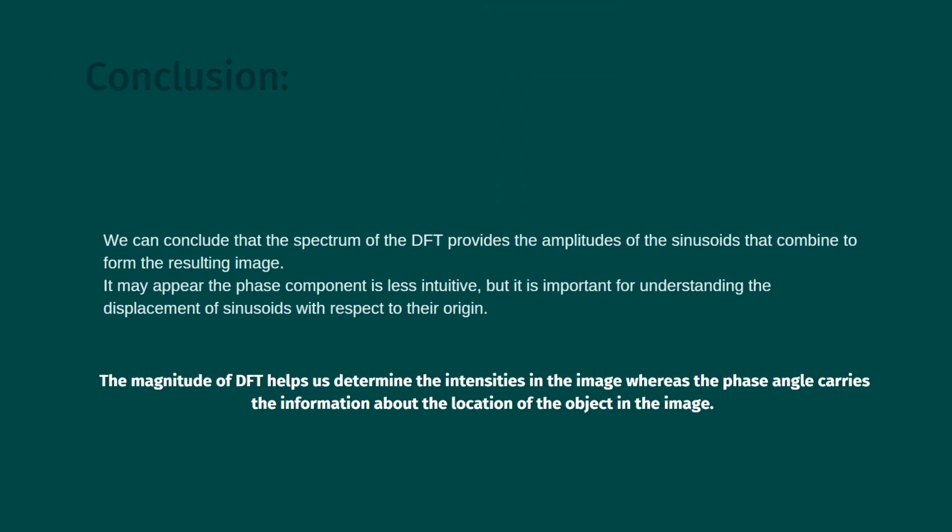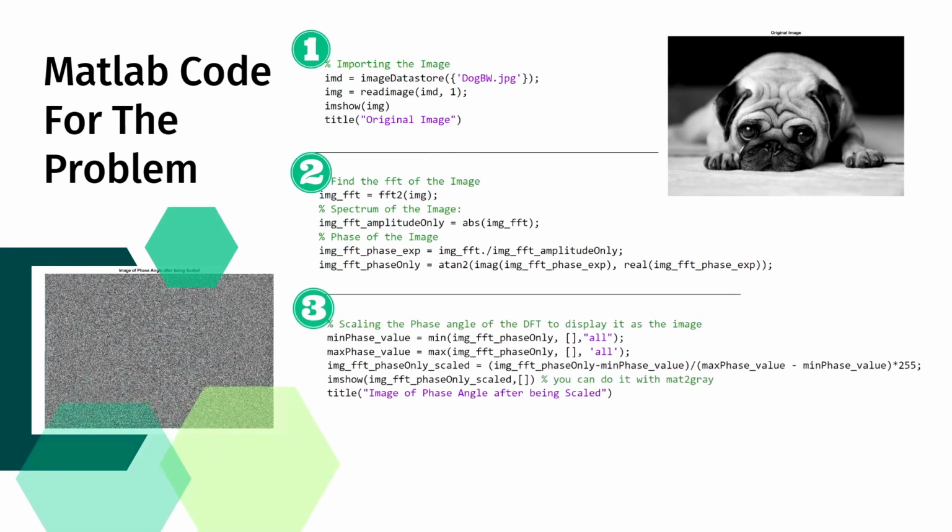To analyze the importance of phase in image processing through MATLAB, our very first step will be to import an image. In the next step, we find the FFT of this image and we split it into spectrum and phase. In step 3, we scale the phase angle matrix from 0 to 255 in order to display it as an image. As we can clearly observe, the phase angle image provides no relevant information.